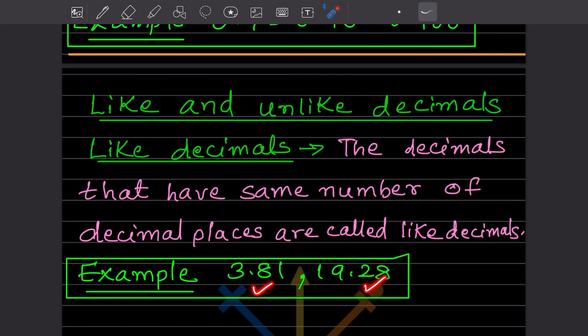Now look at these two examples. So this is the point. After this point, look at the right hand side. How many numbers are here? 2. Now look at this, after the point, how many numbers are here? 2. So these are called like decimals. We can say these both are like decimals.